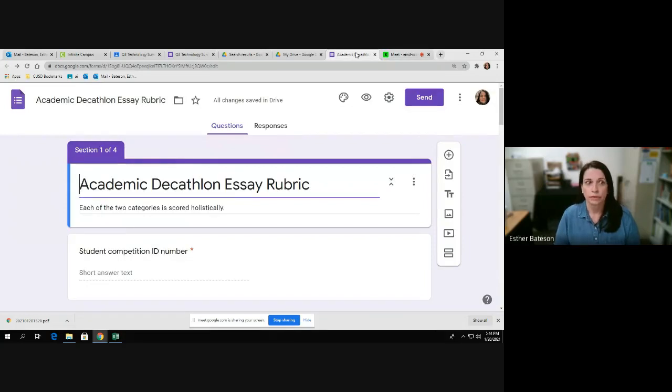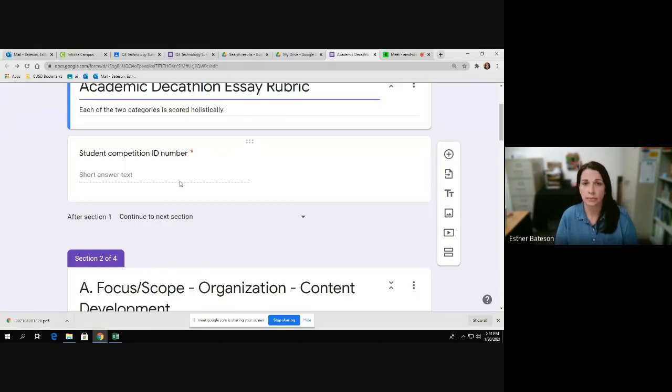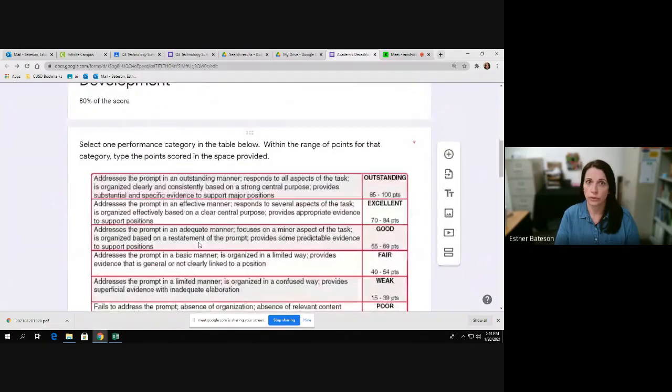We will start with the first section of the Academic Decathlon Essay rubric. We are asking that you fill in the student's competition ID number. This ID number is provided to you on their essay, and it should correspond with the information provided to you from the essay coordinator. Next, for those of you who have judged before, this rubric should look very similar to the ones you've seen in the past.